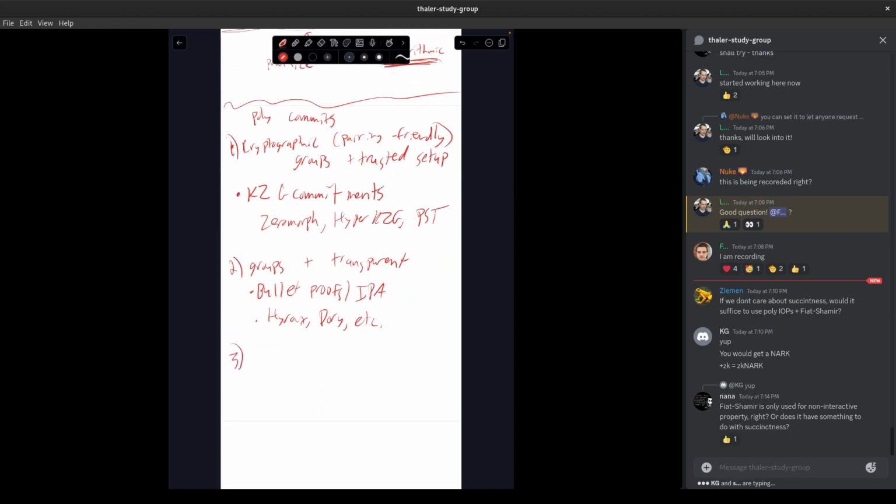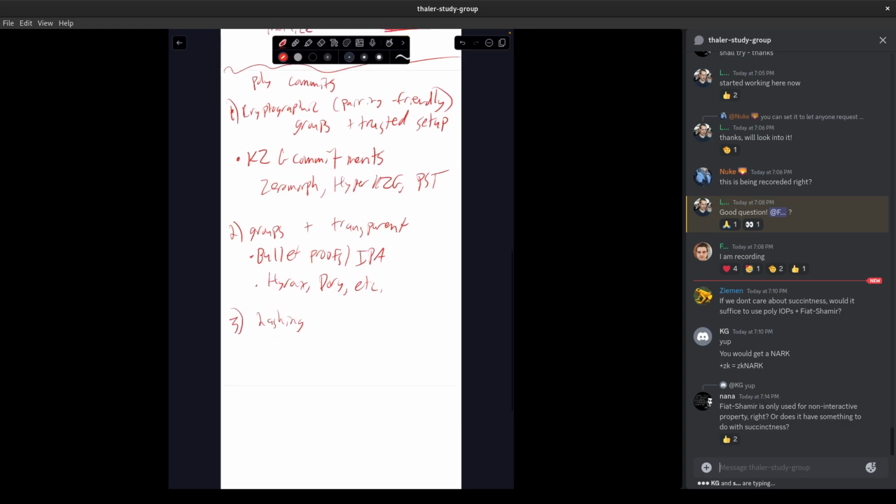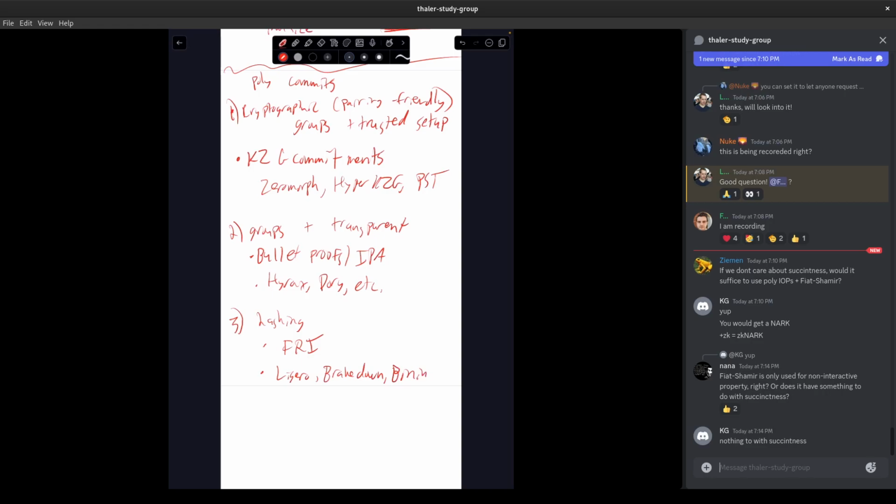And then the third category, the only cryptography used is hashing. The most popular example here is FRI, which only supports univariate polynomials, but there are other examples like the Ligero commitment, Brakedown commitment, Binius, and FRI-Binius, as well as Basefold. Okay, hopefully I'm not missing any major examples here.